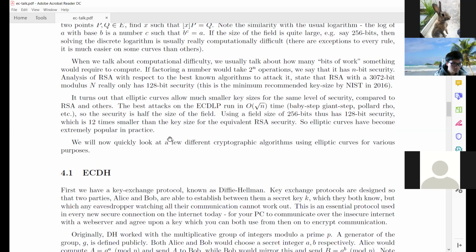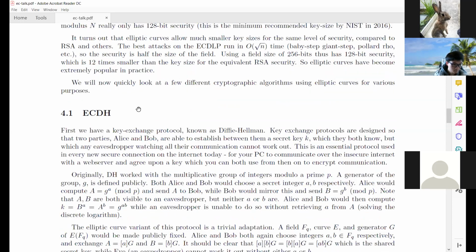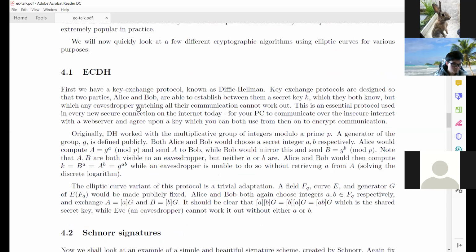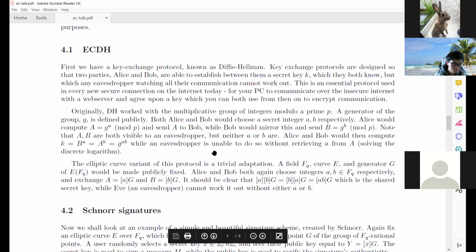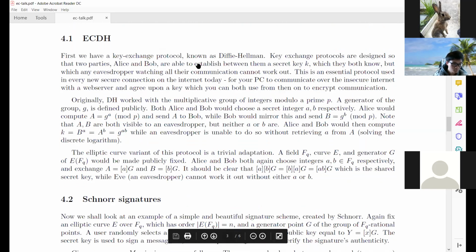So now we'll quickly come to some actual schemes which are based on this group, so that we can see how they're used in practice. This is where the actual cryptography starts, I guess.